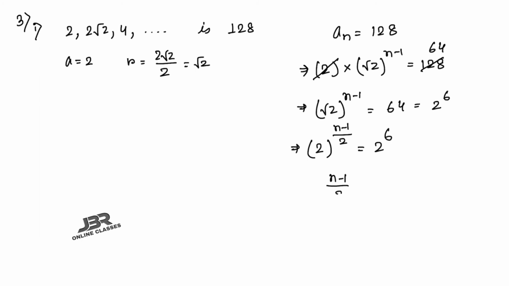So (n minus 1)/2 equals 6, n equals 12 plus 1, that equals 13. So the 13th term is 128. Now next one, number 2.